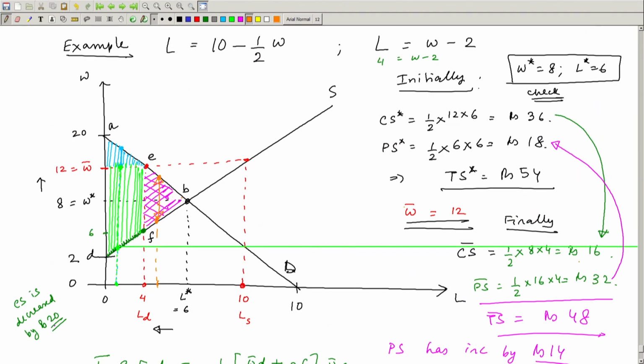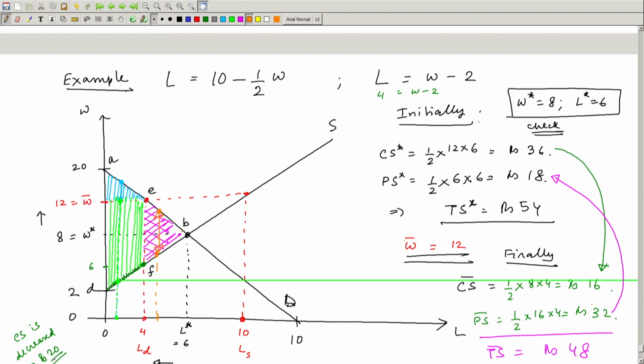So, this is a very simple illustration where we have computed what the impact of the price floor on the total surplus is. As an exercise, try repeating this same example. If instead of W bar equal to 12, we imposed W bar equal to rupees 10 per hour, or when we imposed W bar equals rupees 14 per hour, right. So, check this and find out what is the impact of this price floor on the total surplus. Has the total surplus reduced by a bigger amount, which is to say, has the deadweight loss become bigger, or is the deadweight loss smaller than rupees 6.